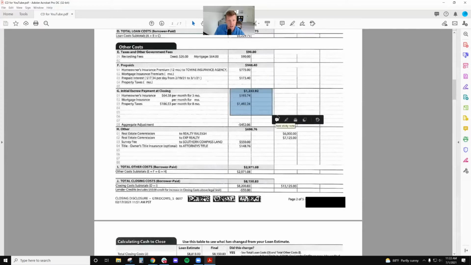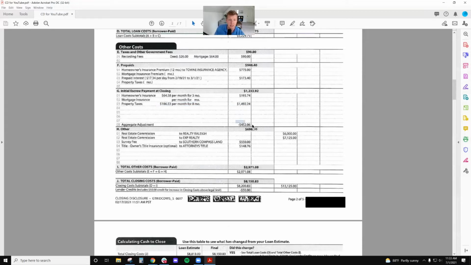You also are going to pay into escrow. So this is another mistake that people make. Again, I'll talk about that here in a second, but you're going to pay into escrow. So not only am I paying 12 months of insurance today, I'm also paying an additional 3 months of insurance into escrow. I'm also paying property taxes into escrow. So I'm going to pay the full 8 months of property taxes into escrow. We're going to escrow that immediately at this point.